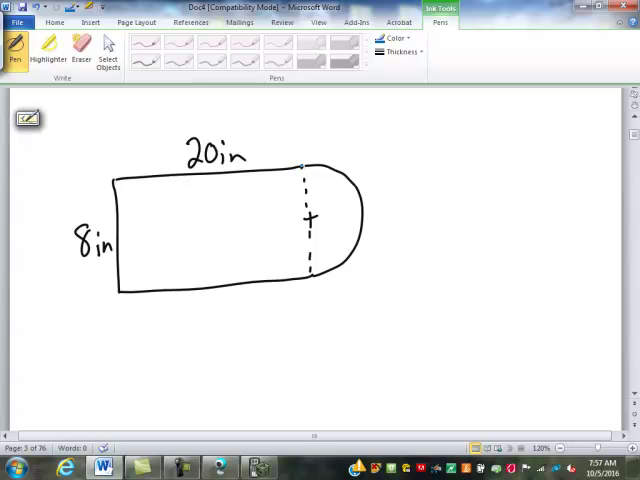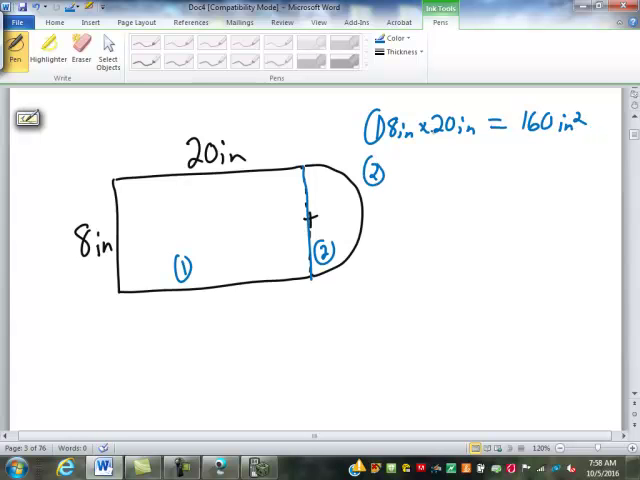Well, I'm going to have to divide it up first. I'm going to cut it into a rectangle and a half circle. So I've got two pieces. Piece 1 is 8 inches by 20 inches. 8 by 20 is 160 square inches.